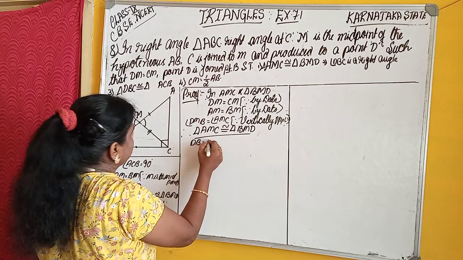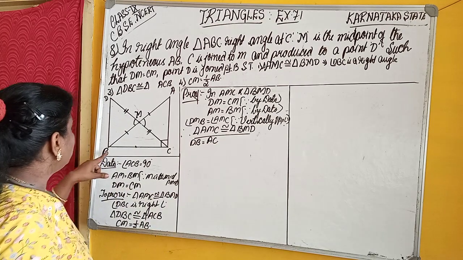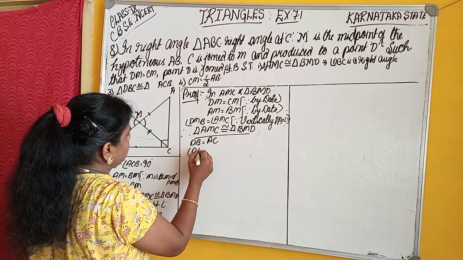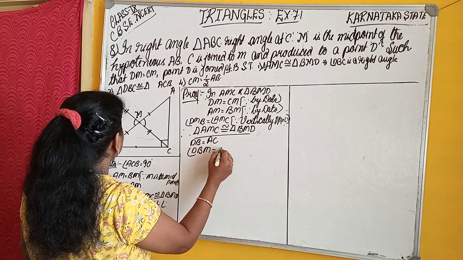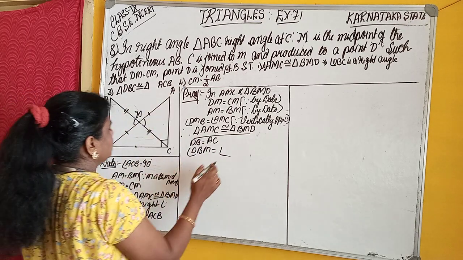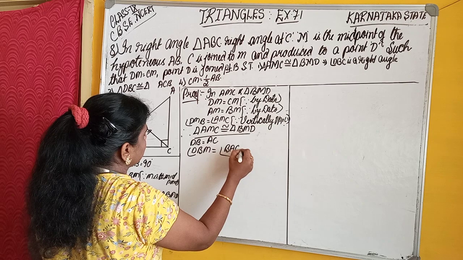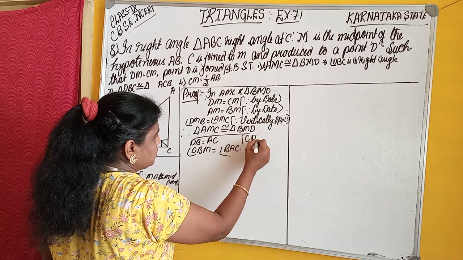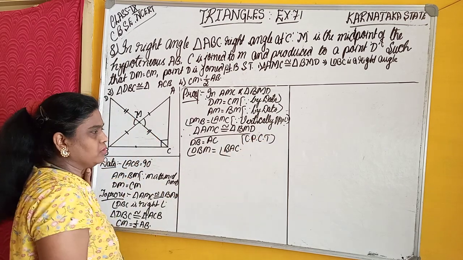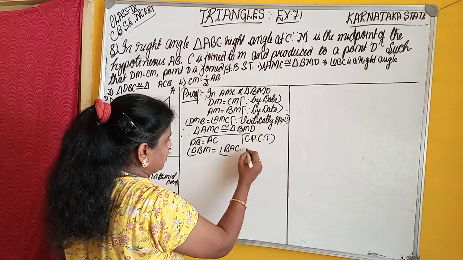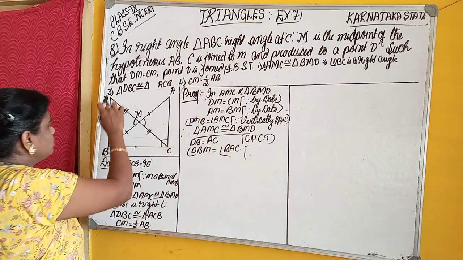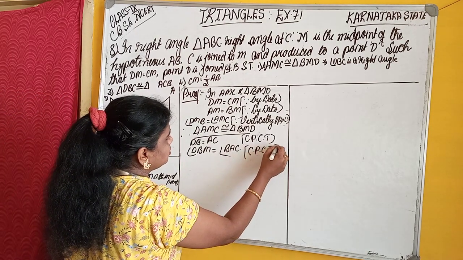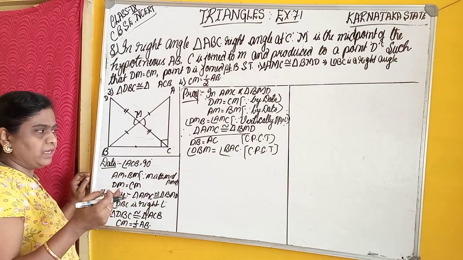DB is equal to AC, and also angle DBM is equal to angle BAC. Okay, DB is equal to AC. This is by CPCT, that means corresponding parts of the congruent triangles. Here, these two angles, the corresponding angles, are also corresponding parts of the congruent triangles.